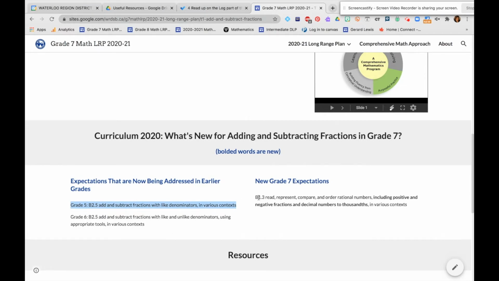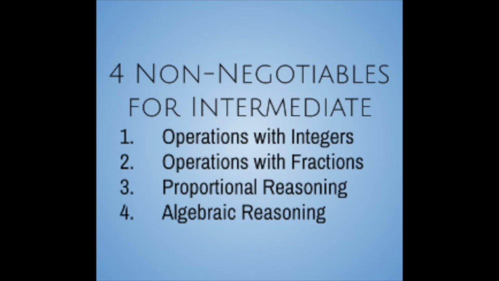New to grade 7 this year is expectation B1.3, reading, representing, comparing, and ordering rational numbers, including positive and negative fractions and decimal numbers to thousands, in various contexts. Incorporating this expectation in this topic allows us to revisit one of our 4 non-negotiables, integers.